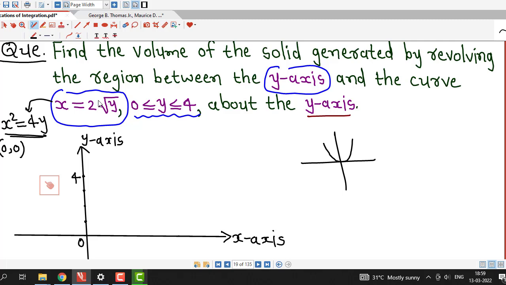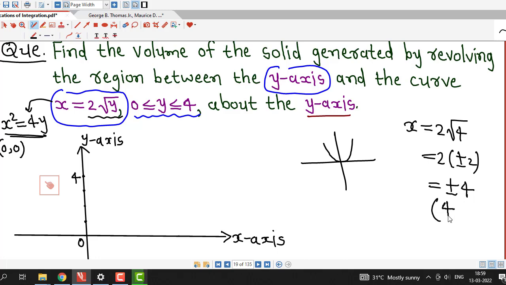If I take y equal to 4 here, then x will be equal to 2 into square root of 4, that is 2 into plus or minus 2, that is plus or minus 4. So for y equal to 4 we have the point 4 comma plus or minus 4. If we consider y equal to 4, the value of x is also 4. So we consider this much scale as 1: 1, 2, 3, 4.